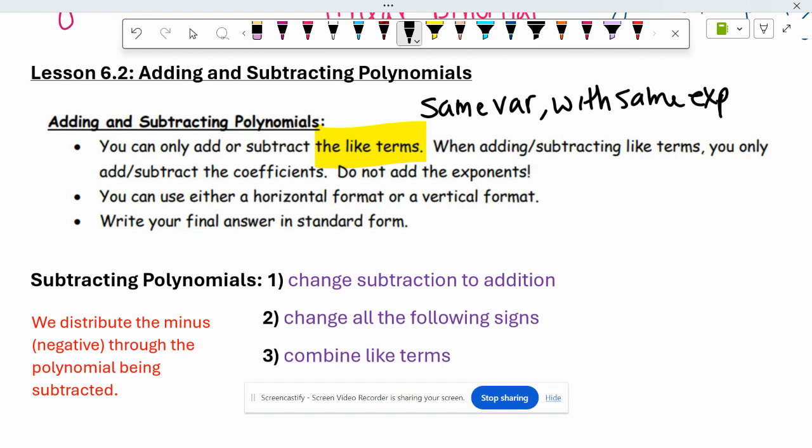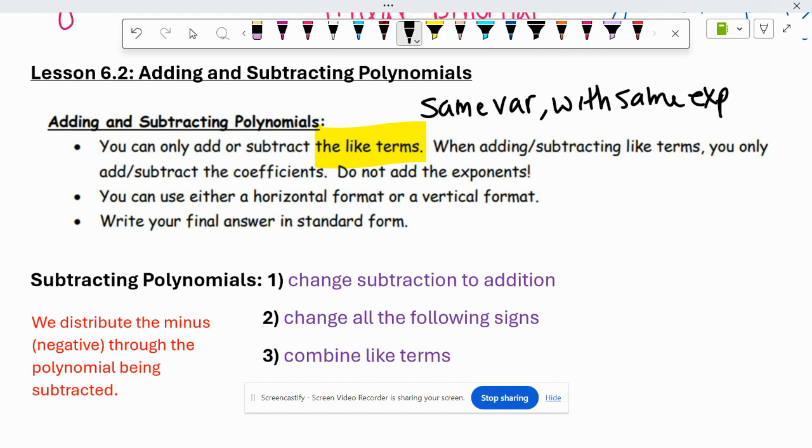When adding or subtracting polynomials, you can only add or subtract the coefficients. The exponents don't change, right? You're just adding or subtracting the numbers attached to the variable, the coefficients. We don't change the exponents. You can use either the horizontal format or the vertical format. I tried to make sure that I did our notes kind of back and forth different ways so you could see them both. And you always want to make sure that you write your final answer in standard form.